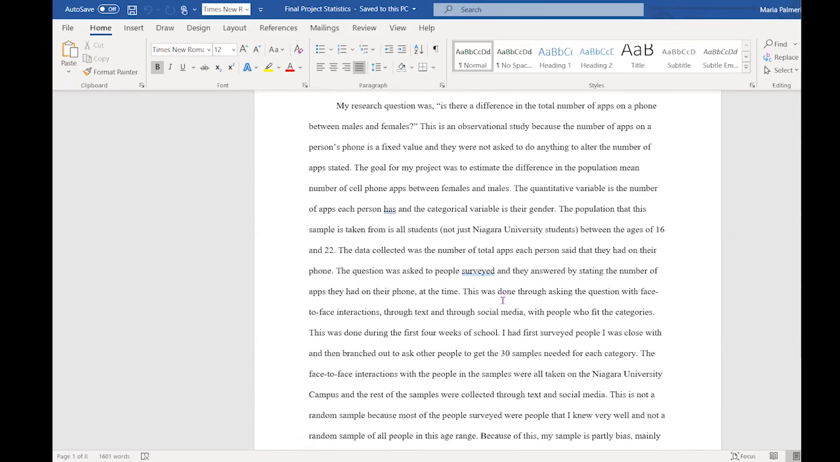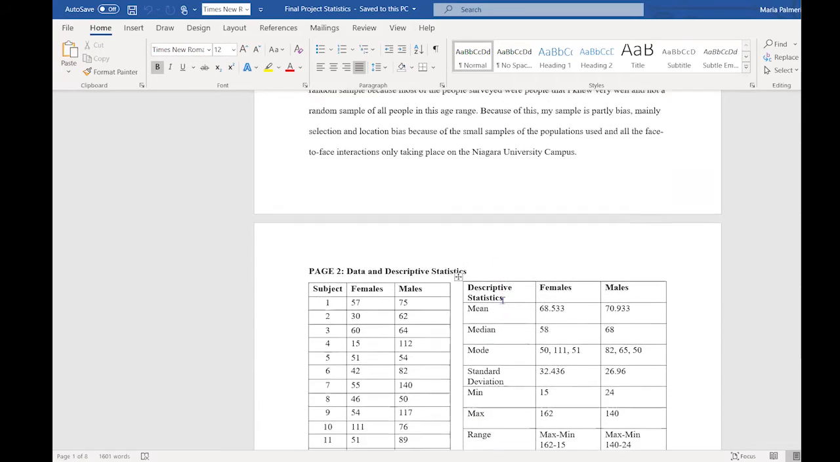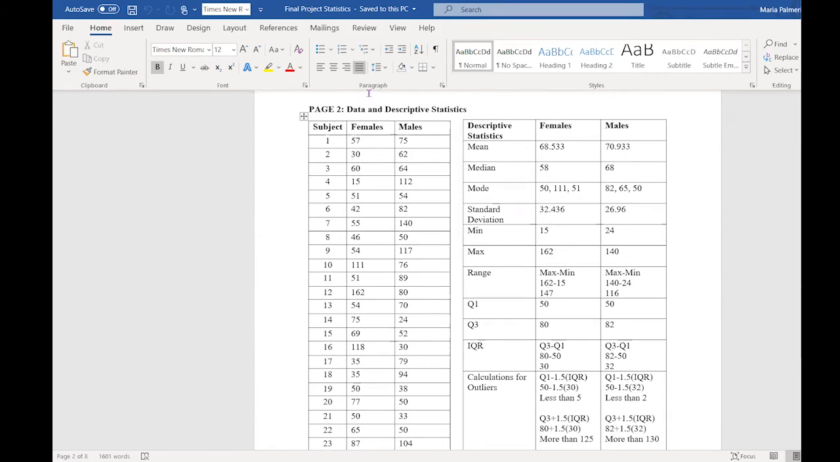I did mine on males versus females and how many apps they have on their phone. And this was the data that I got from this. So you're going to need some sort of table that shows this information. These were my 30 females, and these were the 30 male students that I had asked. And these were the numbers that they gave me for how many apps they each had on their phone.